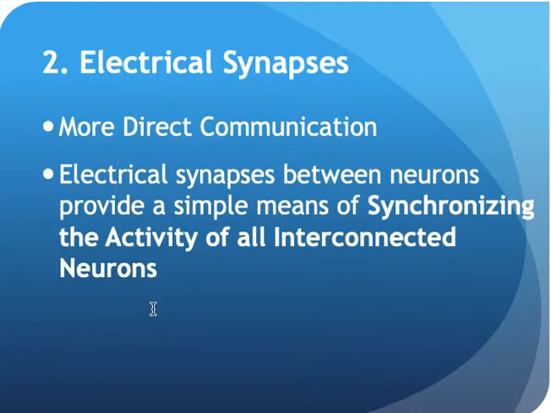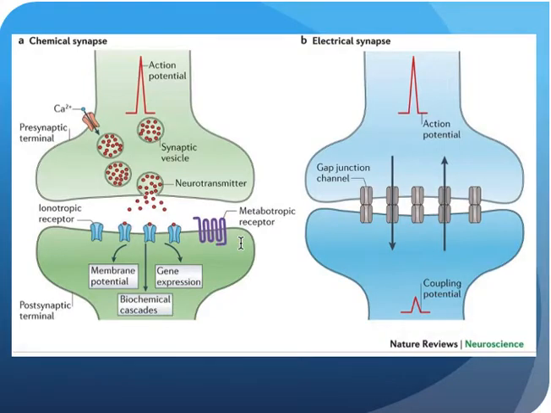So we just want to mention electrical synapses real fast here, and these are just going to be a more direct way that they can communicate. So electrical synapses between neurons provide a simple means of synchronizing the activity of all interconnected neurons. Okay, so this is really how these neurons are synchronizing their activity between each other. So here's a picture of our chemical one. Again, important to remember that with chemical, I'm releasing a neurotransmitter. With electrical ones, I'm not releasing the neurotransmitter. I'm just transmitting those impulses directly. Okay, but again, those are just ways that the cells are going to coordinate with each other.